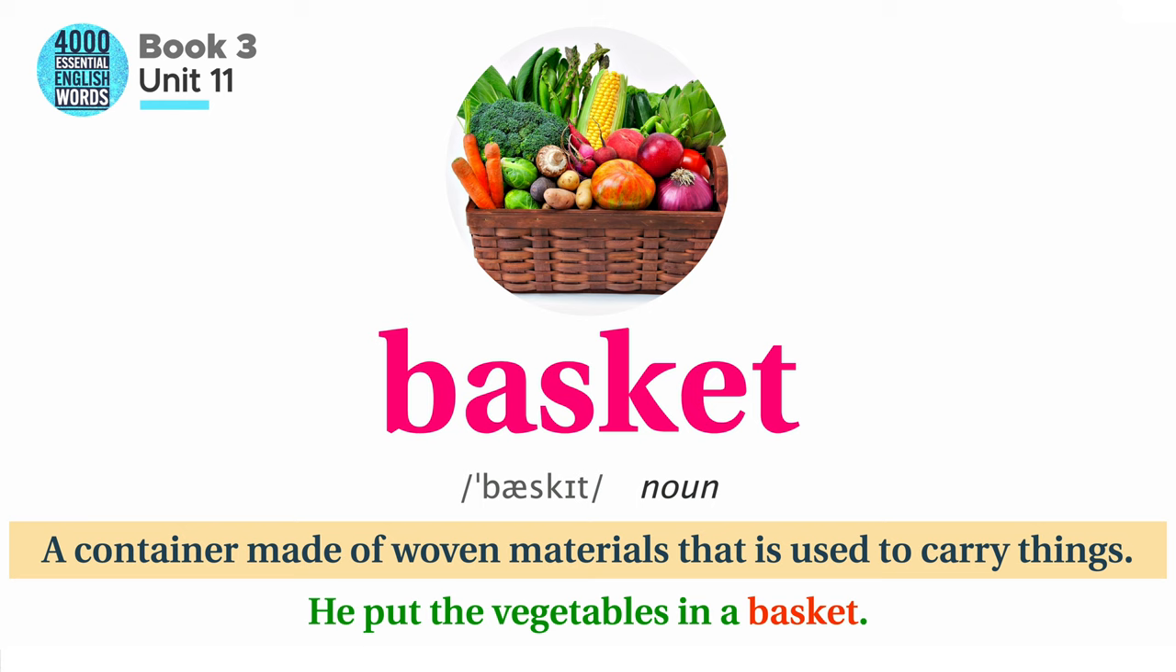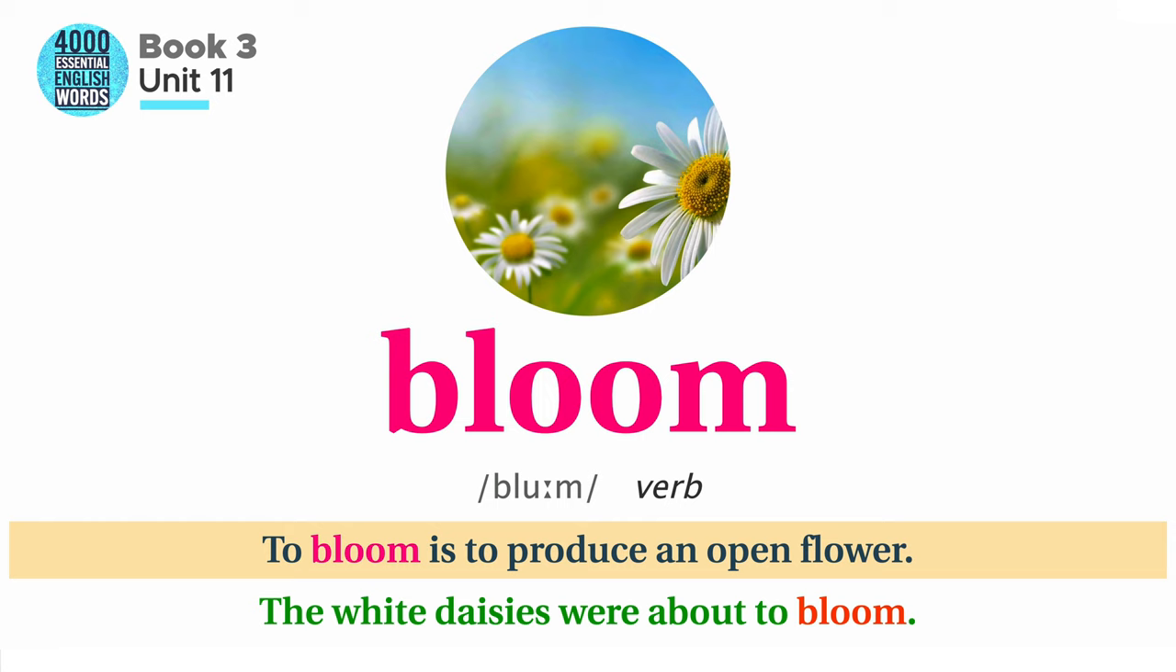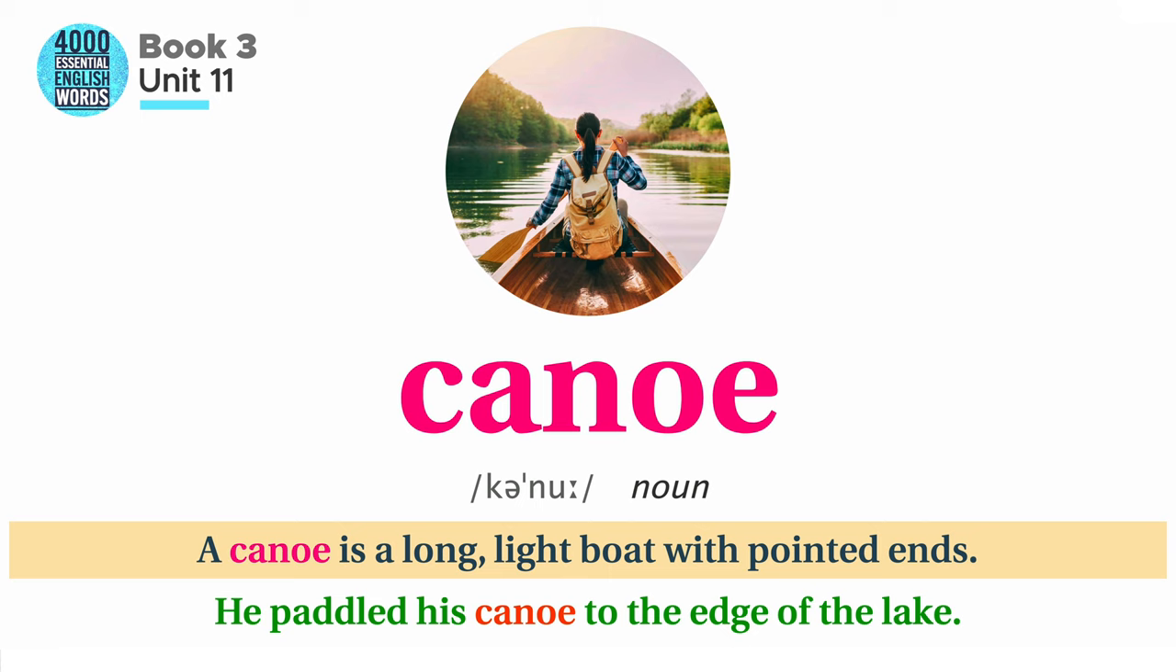Bloom. To bloom is to produce an open flower. The white daisies were about to bloom. Canoe. A canoe is a long, light boat with pointed ends. He paddled his canoe to the edge of the lake.